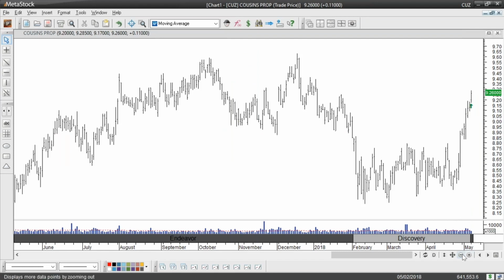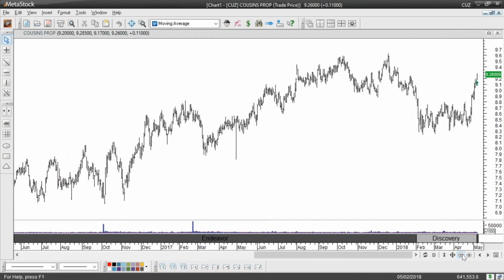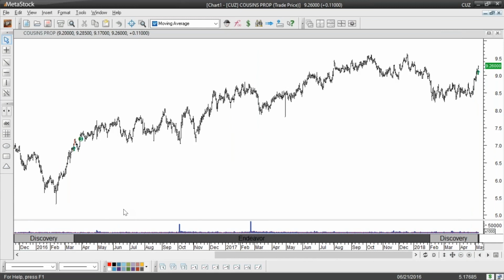CUZ. First thing that I'm going to do is I'm going to back up so I can get a better picture. We can see that this stock was in Endeavor for a very long time. Most of 16, all of 17, it popped into Discovery in 2018. Now, right off the bat, what do we have here? We have a green arrow. Today's close is $9.26, but where's the high?